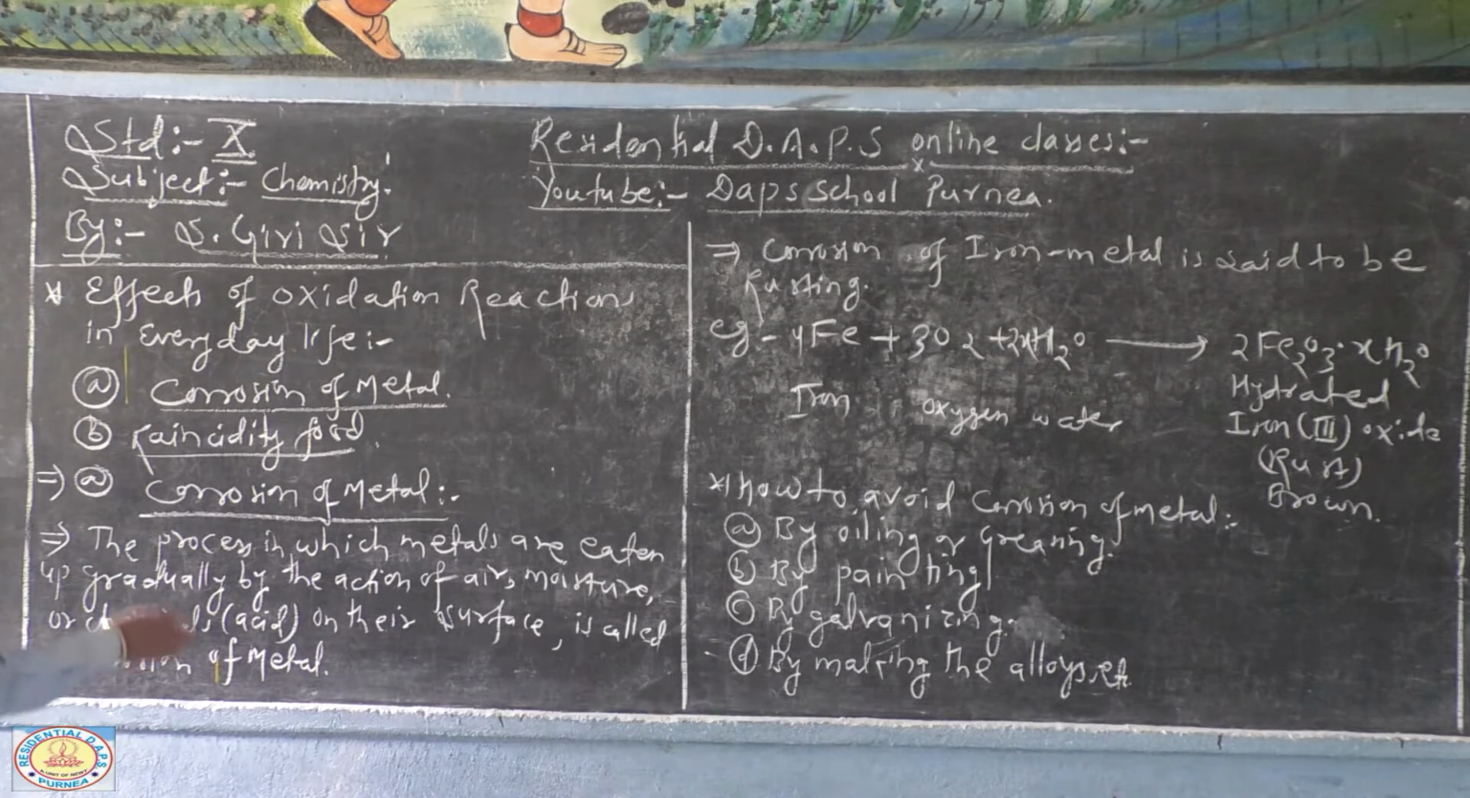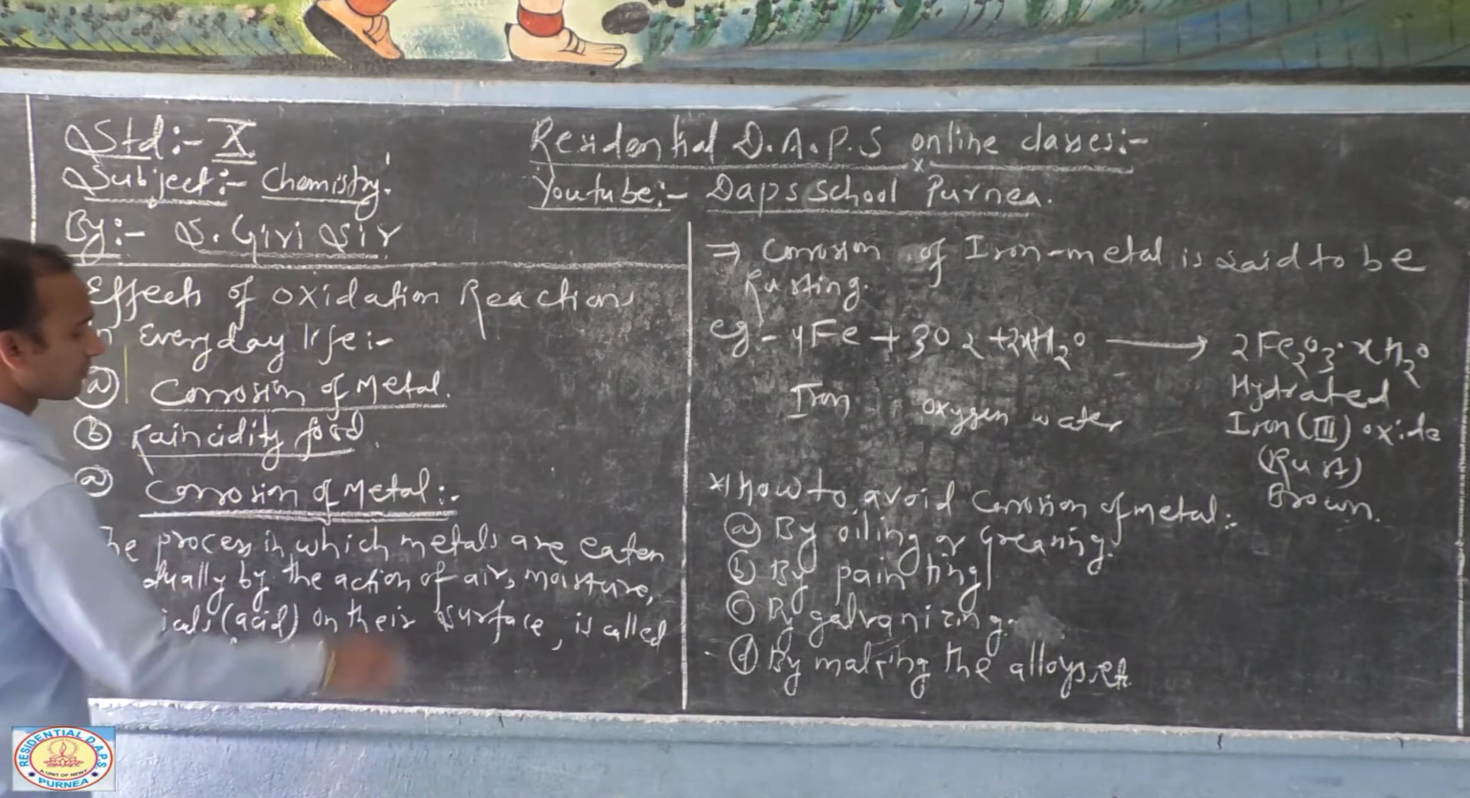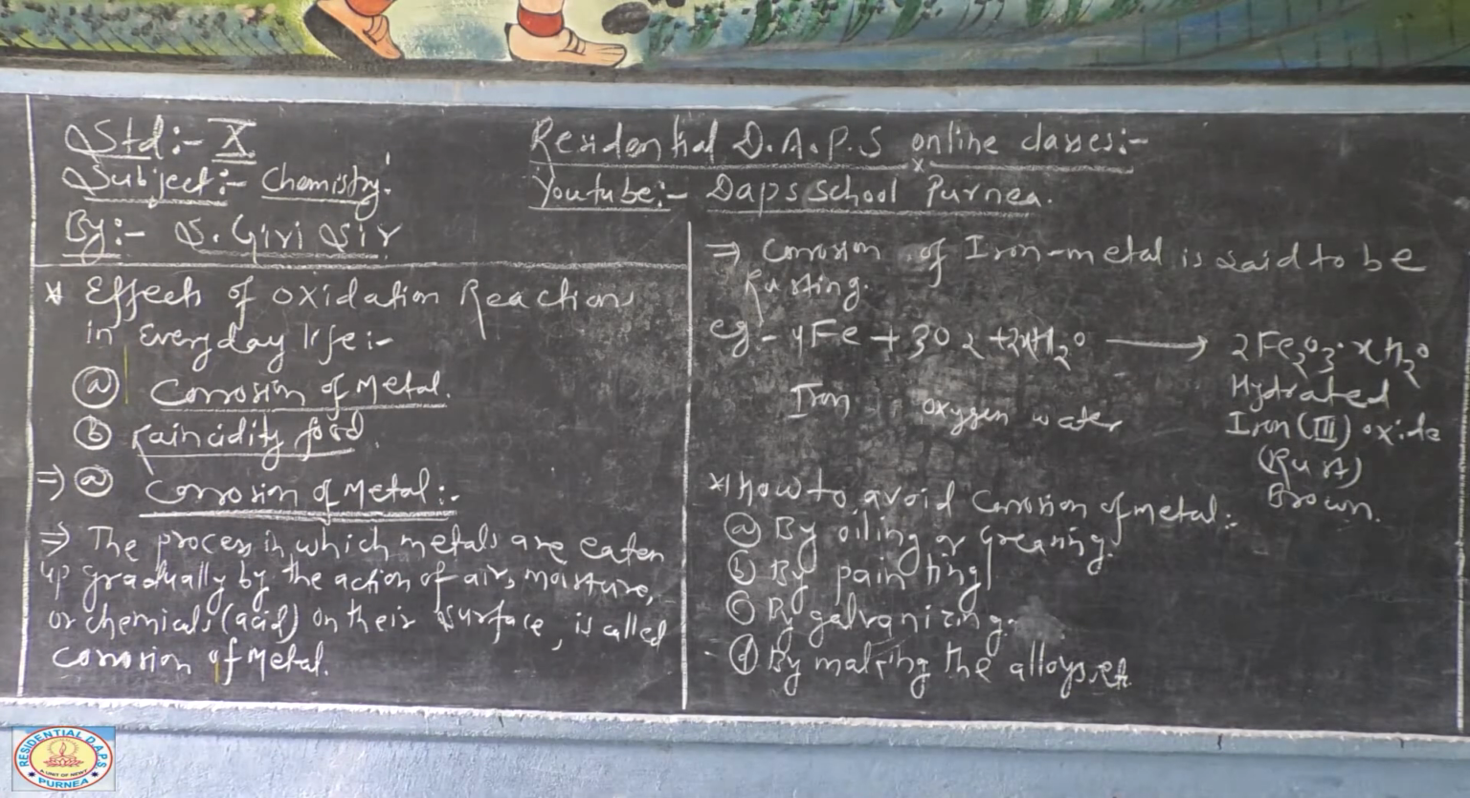Now, let us discuss the meaning of corrosion of metals. Corrosion means the process in which metals are eaten up gradually by the action of air, moisture, or chemicals like acids on their surfaces. Simply understand, corrosion of metal means the gradual, slow process of eating up the metal surface day by day due to the action of moist air.